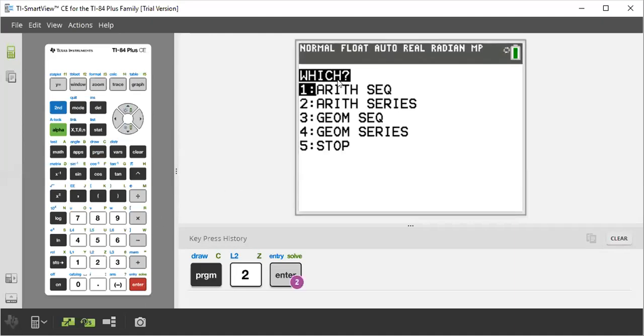And then it says, oh, okay, what are you dealing with? Are you dealing with an arithmetic sequence? Is it an arithmetic series? Is it a geometric sequence, or is it a geometric series? In this case, we are dealing with the arithmetic series because we know that it's going up by 1, and we want to know the total for level 12. So I'm going to choose option 2 here.